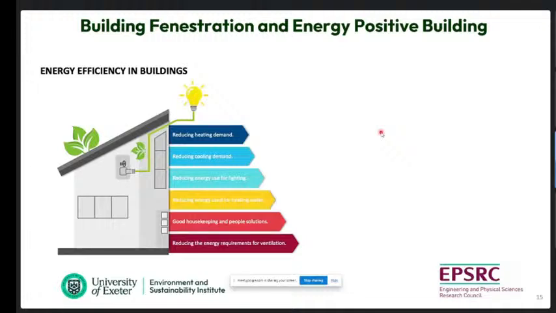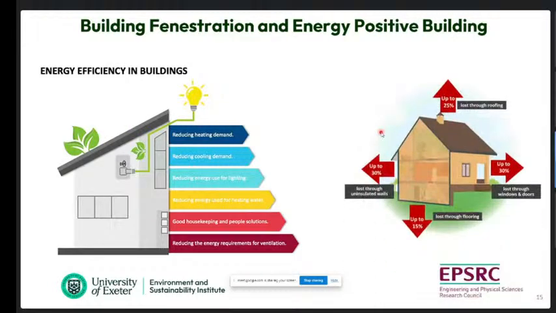So to make more energy-positive and lower-carbon buildings, we go for what is called energy efficiency measures in the building. It depends on a few factors: reducing heating demand, reducing cooling demand, reducing energy use for lighting, good housekeeping and the people solution, and reducing energy requirements for ventilation. All these parameters contribute equally to maintaining an energy-efficient building.